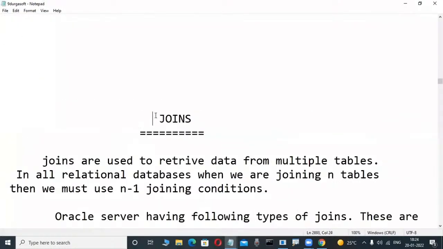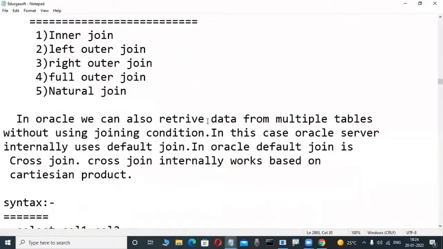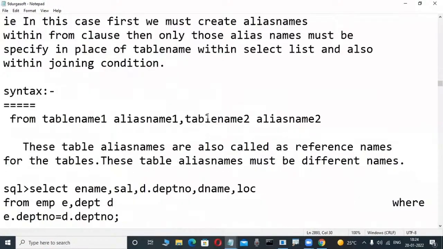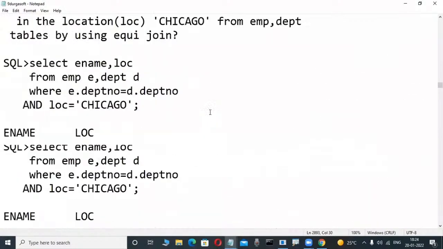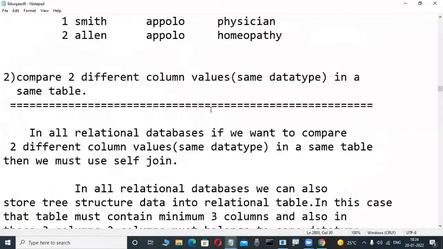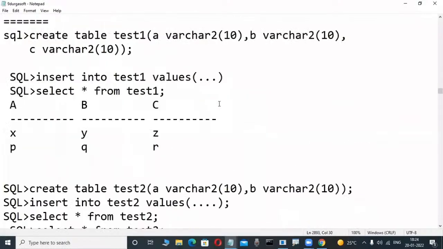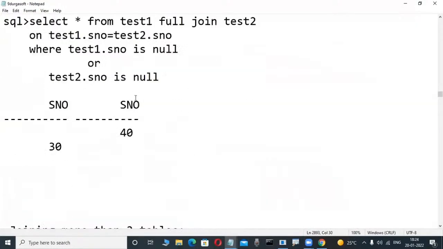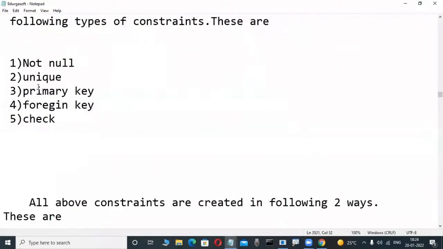And now here, the main concept: joins is a concept. Retrieve data from multiple tables. This is SQL language knowledge. Maybe some fellows have an idea of it. And then, constraints. In our SQL language, constraints is a concept: primary key, foreign key, check. So many things are there.